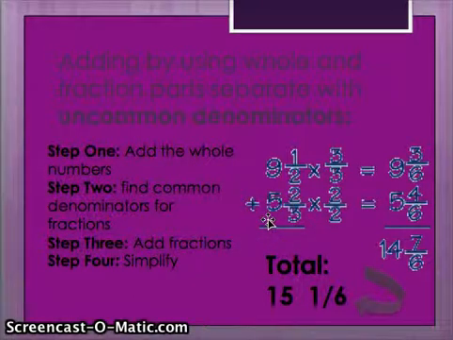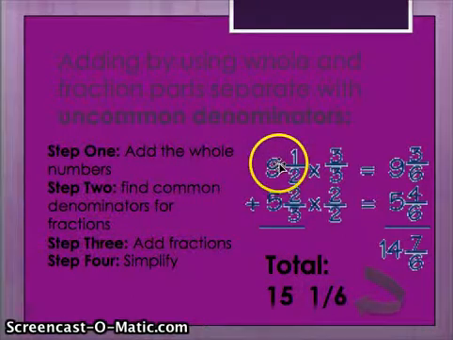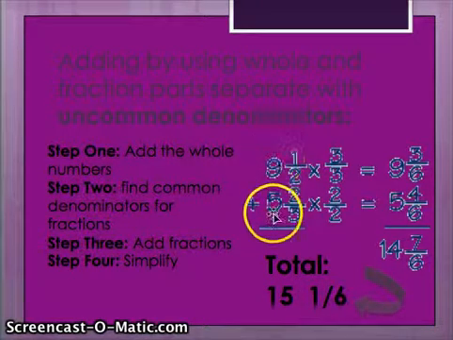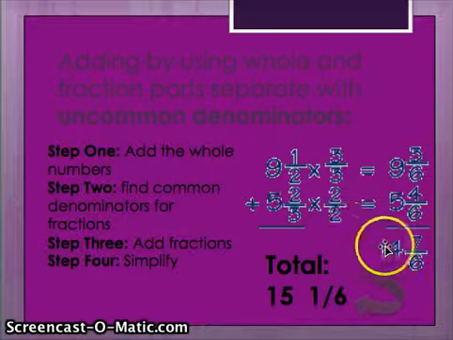So step 1 is I want to have the same denominator. So I know that 3 and 2 have a common denominator of 6. So I'm going to turn them to 6. I'm going to leave my whole numbers the same. So 9 plus 5 is 14.